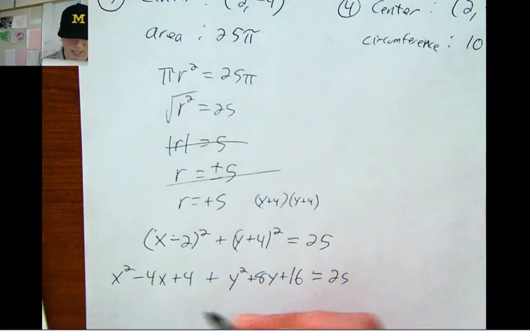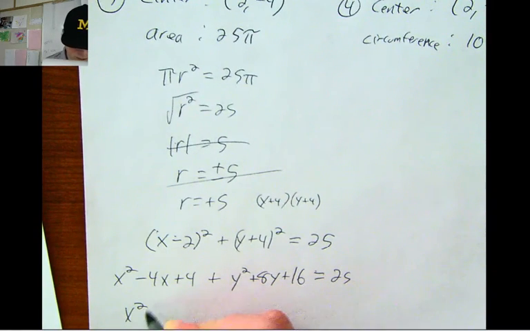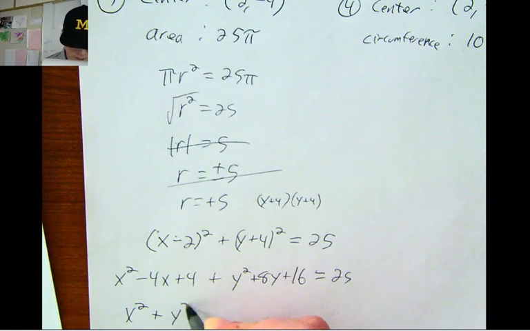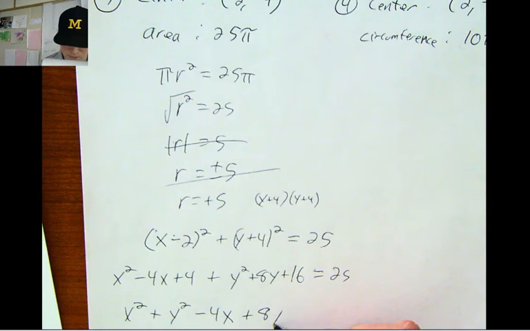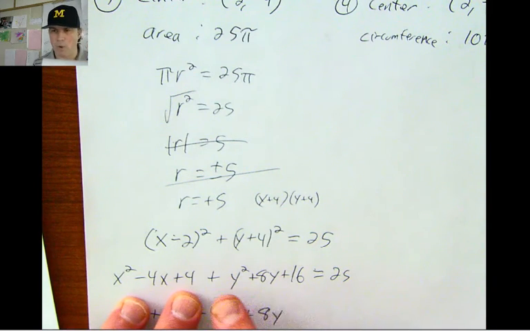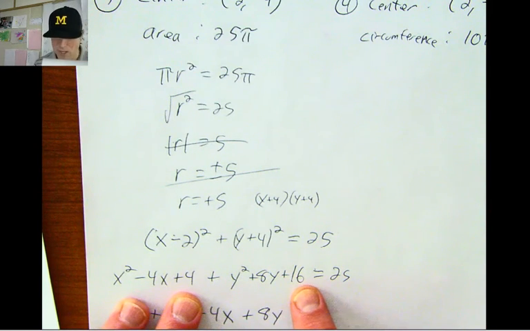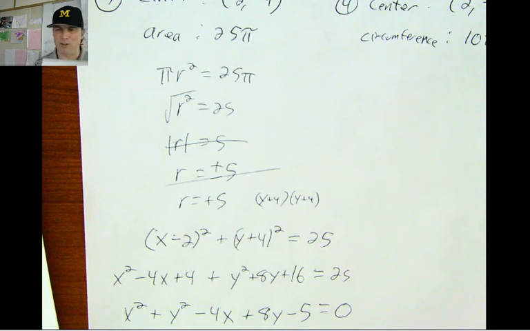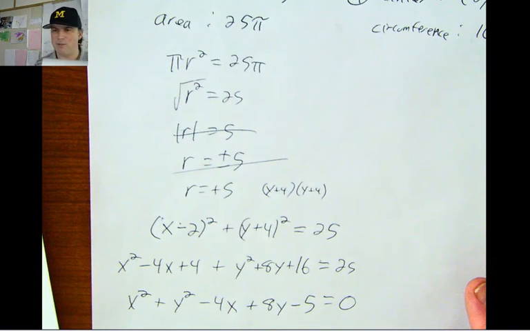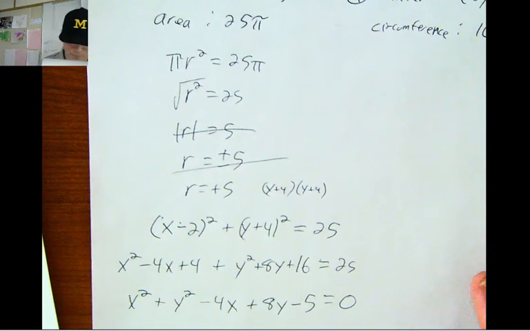And then last thing, to get it into proper general form, we will write it as ax squared, so x squared plus the y squared, then the plain old x, so negative 4x, then the plain y, so plus 8y, and then the number, 4 plus 16 is 20, but we also need to subtract this 25 from both sides so that it's equal to 0. When we do that, 20 minus 25 is negative 5, so you end up with that.